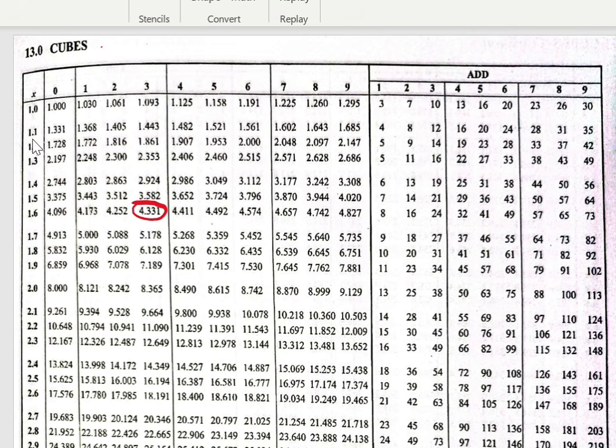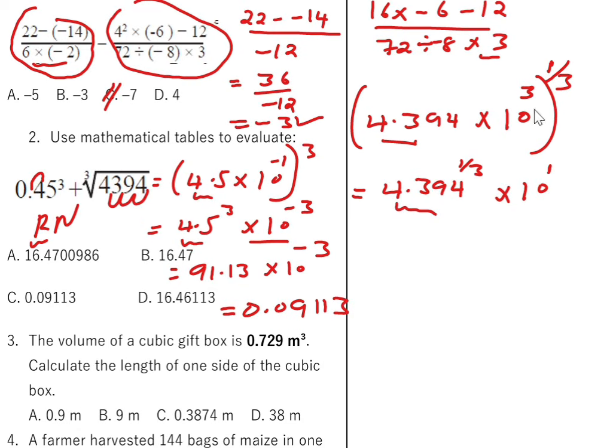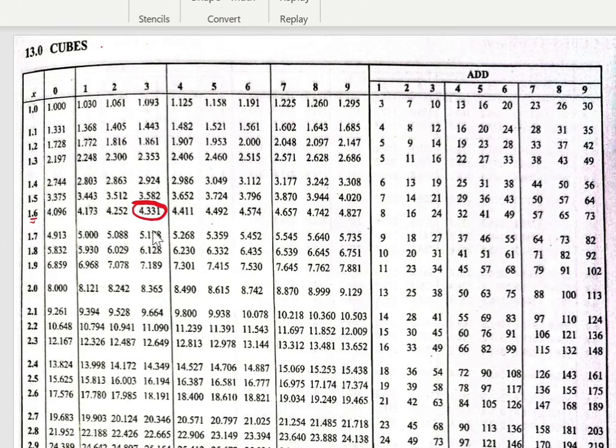It is on the x, here we have 1.6. And then here we have where it intersects, we get it is 3. So it is 1.63. Let's go back. So it is 1.63. But remember, our value here is 4.331, and we wanted 4.394.